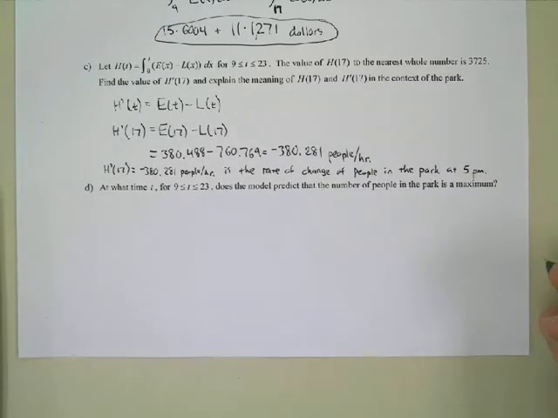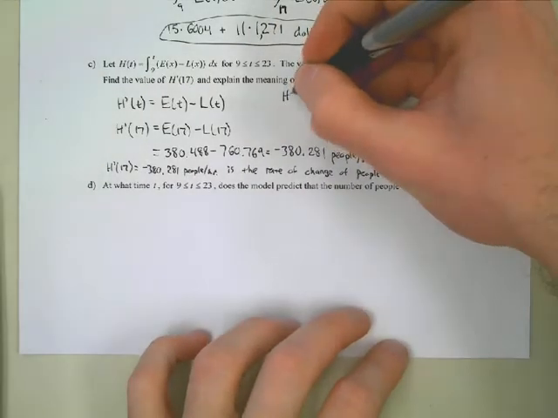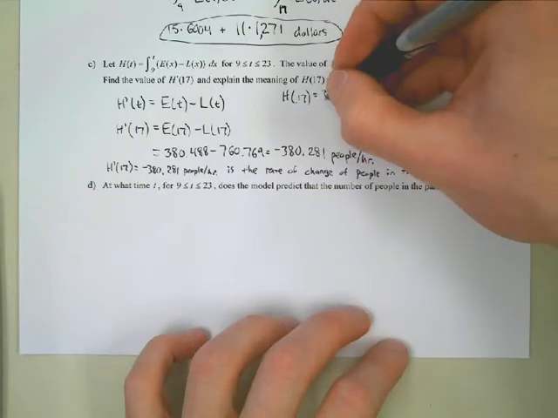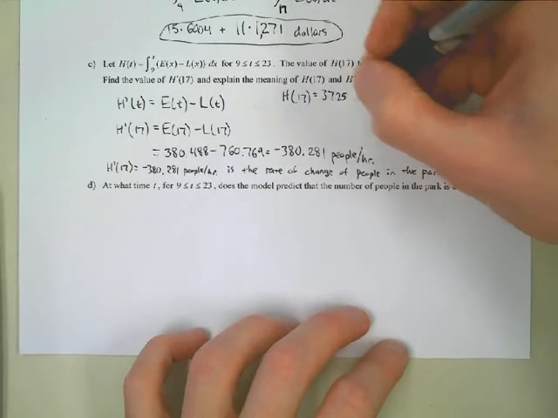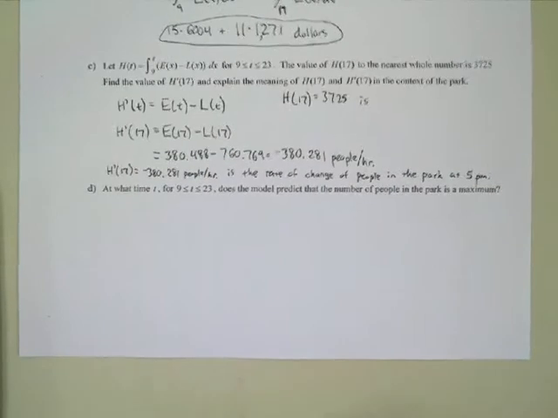We still have to explain the meaning of h of 17. Oh, that's easy. h of 17 is 3,725. And what's the meaning of that? That's how many people are in the park at 5 p.m. The number of people in the park at 5 p.m. How do we get that?